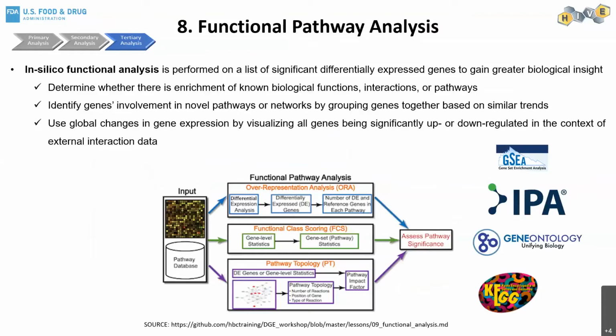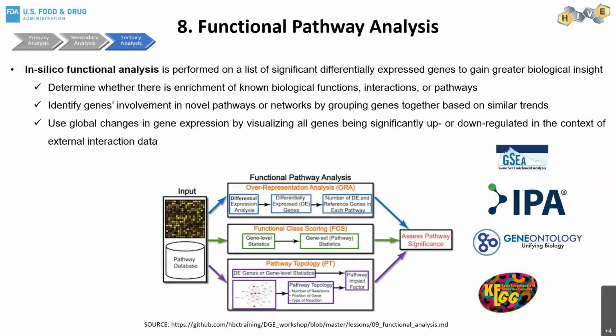After having the list of genes that are up or down regulated, the next step is step 8, the functional pathway analysis. This is performed based on the list of genes to get some biological insight. Here we are trying to determine if there's an enrichment of known biological functions, interactions, or pathways, try to identify genes in novel pathways, or group the genes together. It uses the global changes to visualize all these genes.